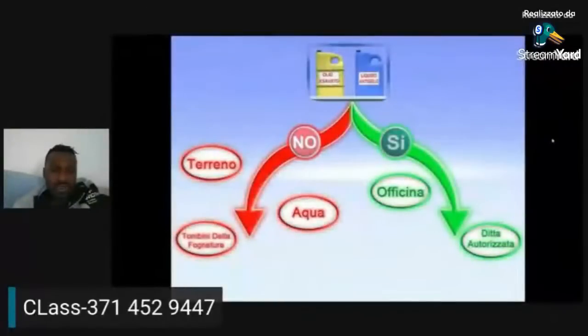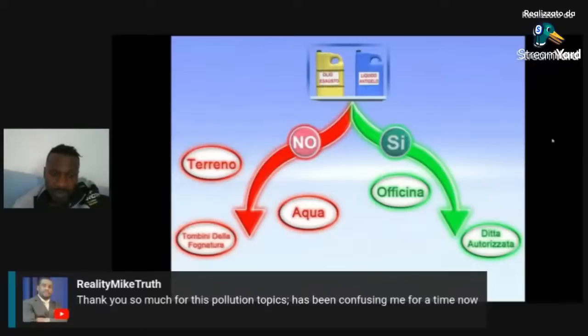So it says exhausted oil or used oil, we must not throw it on the terreno, which is on the floor. We must not throw it in the river water. We also must not throw it in the gutter, that is tombini della fognatura. Fognatura is the gutter. Is that clear? I believe it is clear for everyone. What must we do with the old oil? Take it to a mechanic so that they can throw it away in the right manner.